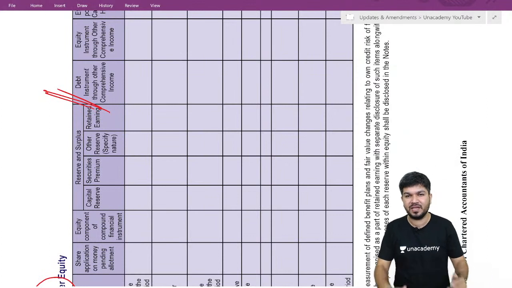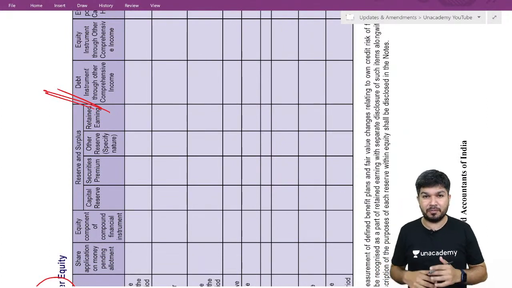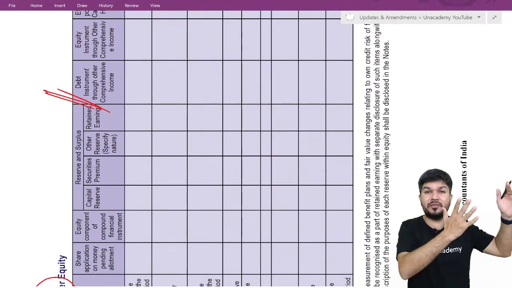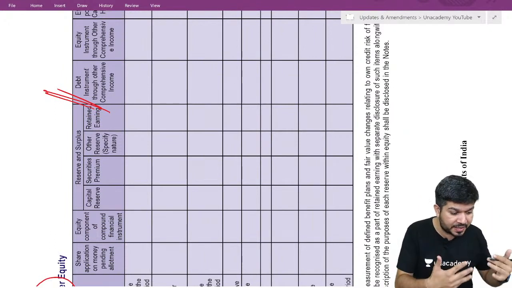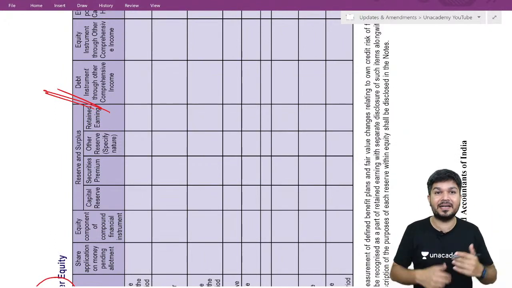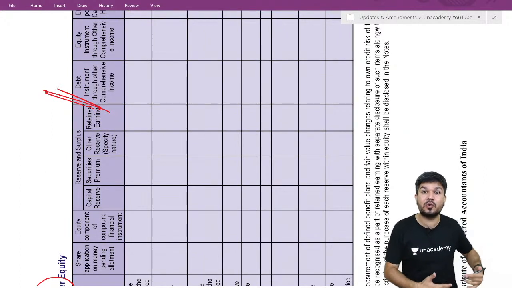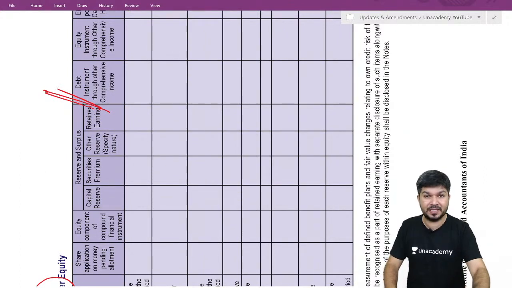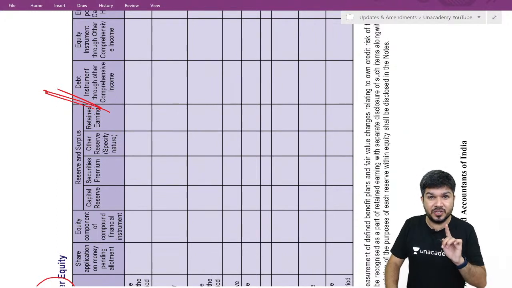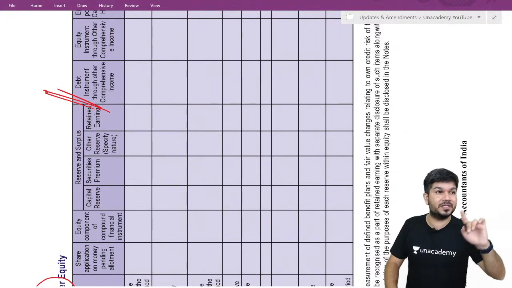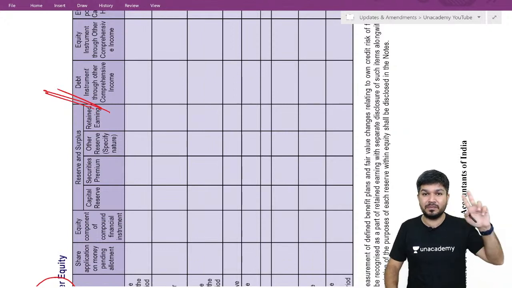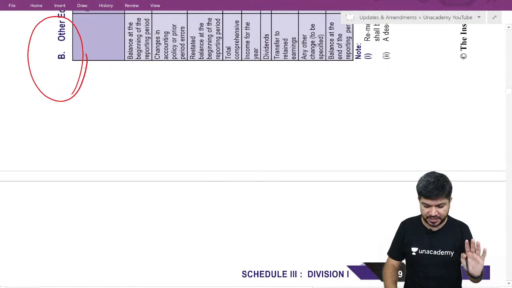Opening. If policy is changed, we give a retrospective effect. Its effect is given. We have a restated opening. Plus current year is added. Dividend declared or any appropriations, they are deducted. And then we have a closing balance. This is how basically the statement is prepared. So we show the statement of changes in equity share capital, statement of changes in other equity.